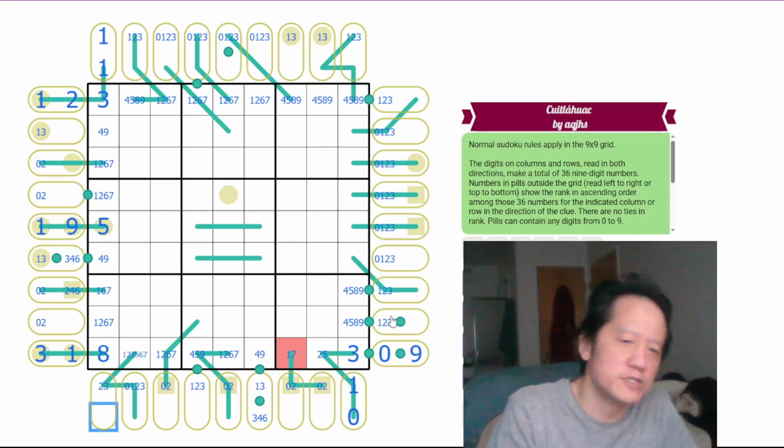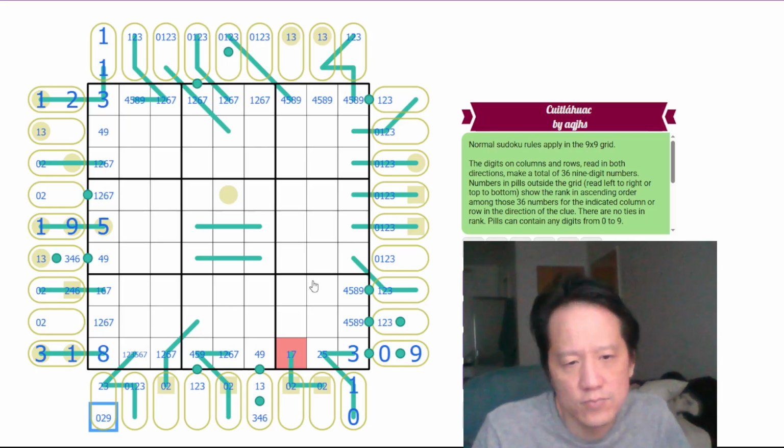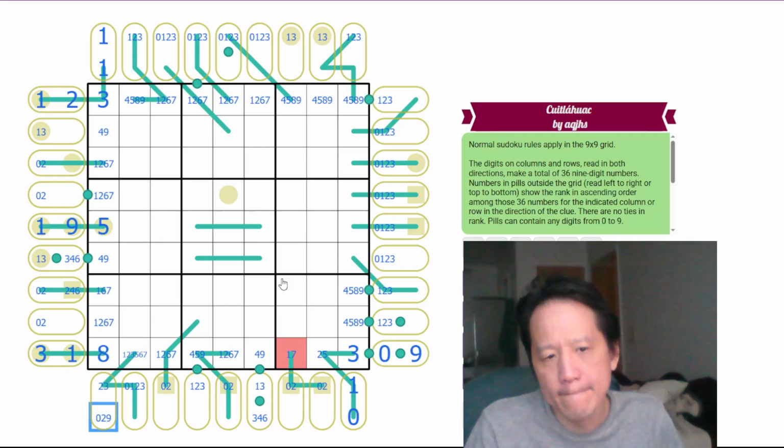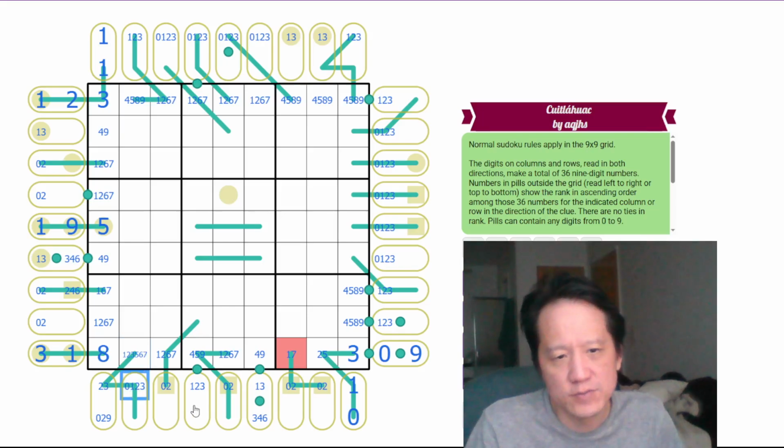So this is 29, 30, or 32. Not helpful. This is the same set as this 1's digit. And it has to be different than this one. Okay.